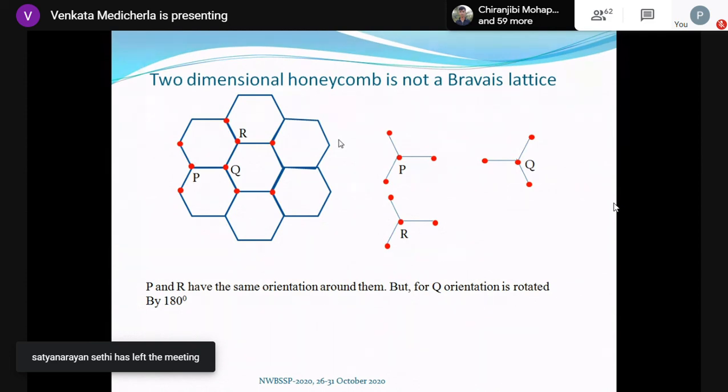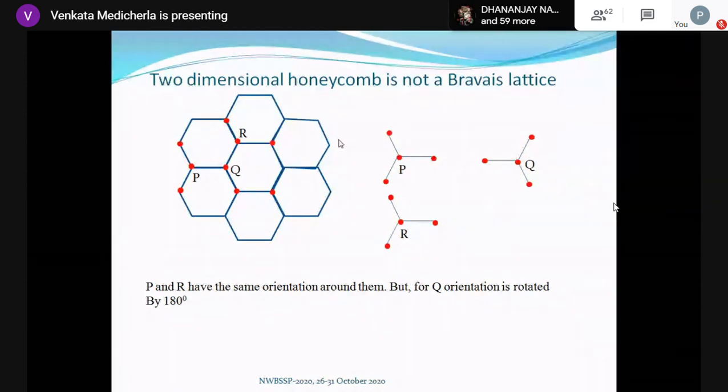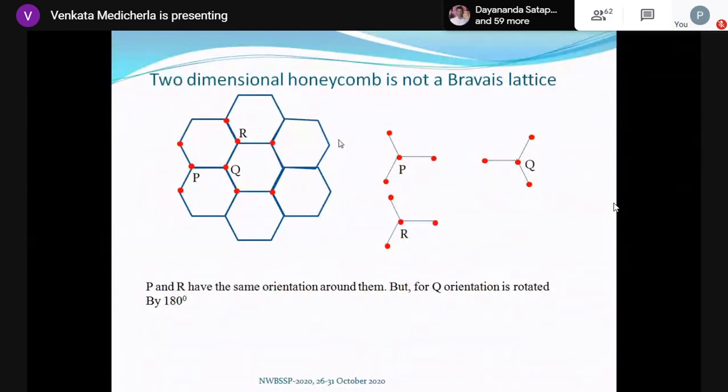That's why the two-dimensional honeycomb is not a Bravais lattice, but we can make it into a Bravais lattice. I will tell you later; we'll discuss more about it. We can make this into a Bravais lattice by redefining our basis. We'll come to that later. But at present, with a single point basis, the two-dimensional honeycomb is not a Bravais lattice.